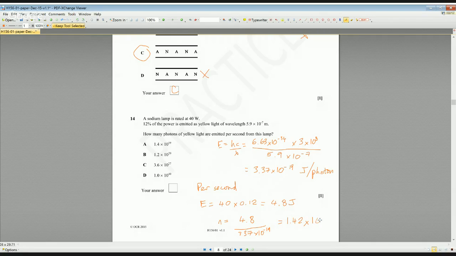And again, you run a sanity check here. How many photons? Photons are emitted by the trillion. This is times 10 to the power of 19. It's a huge number. It should be a huge number. If you've got a small number, especially if you've got a number less than 1, then you've made a mistake. So our answer here is A.